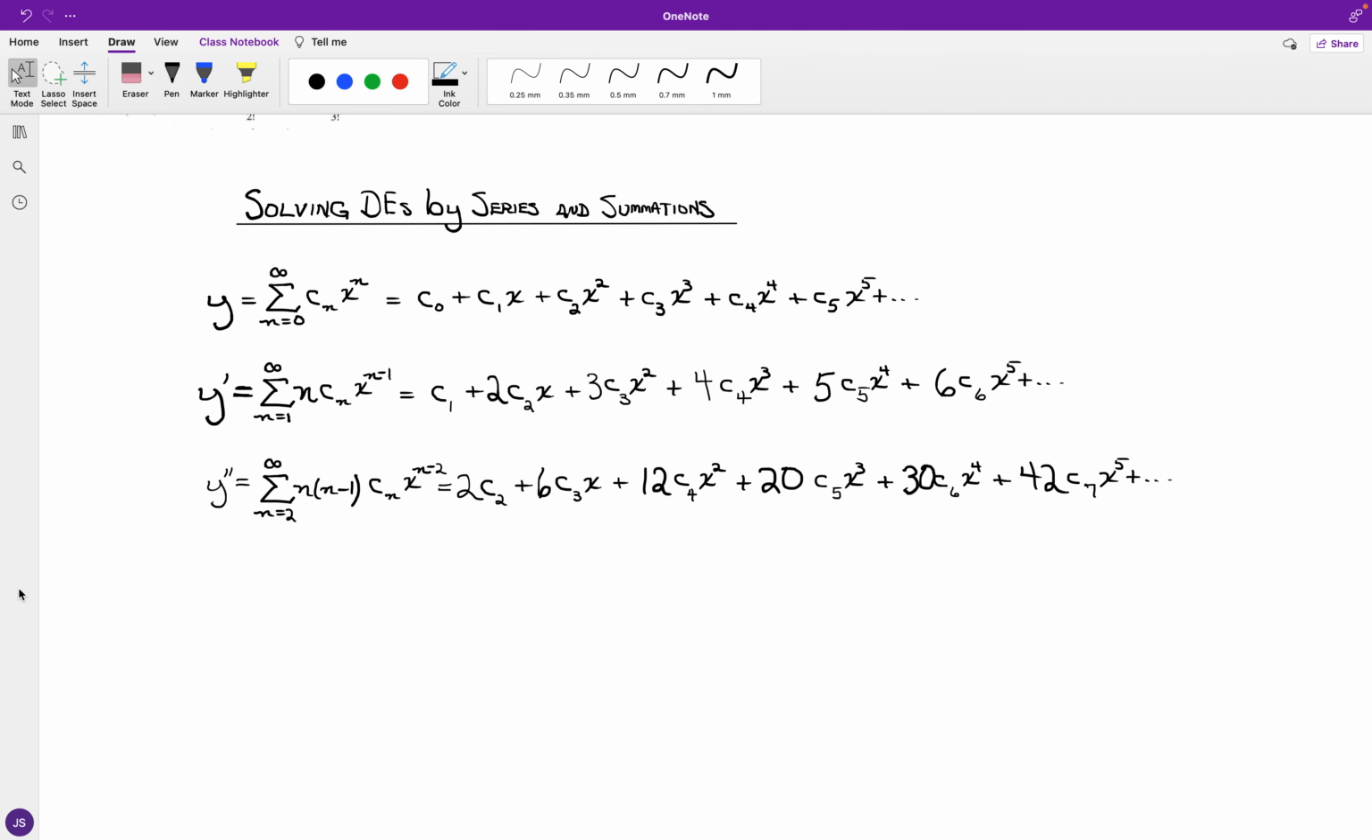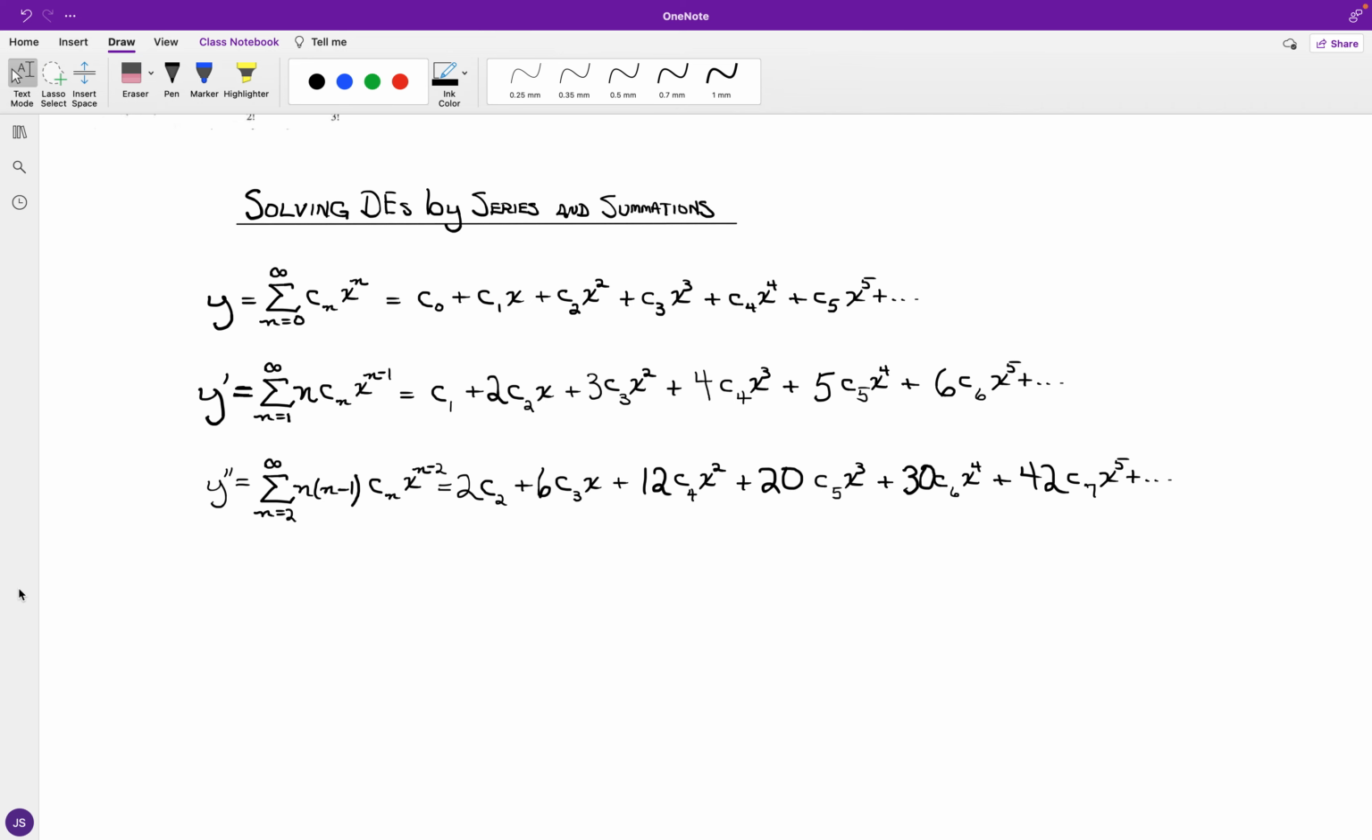Continuing on with what we have in solving differential equations by series and summations. We had, from the other day, looked at first order differential equations, and we're going to cross over to working with second order differential equations.